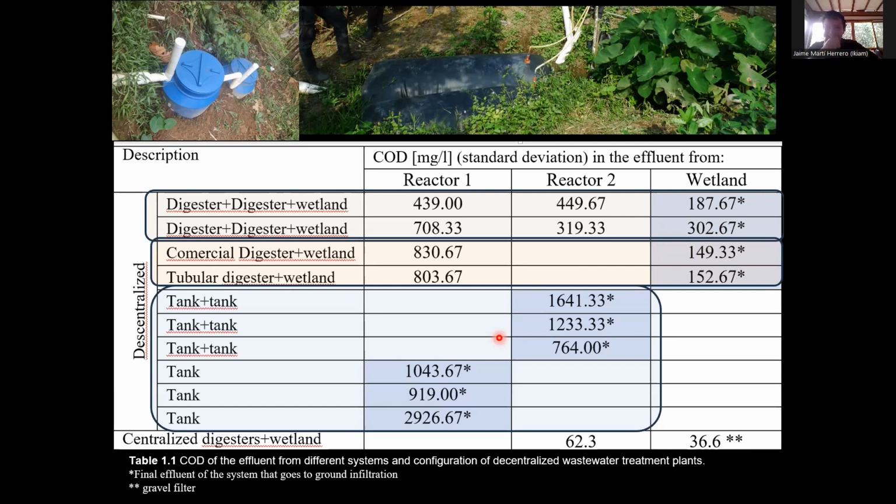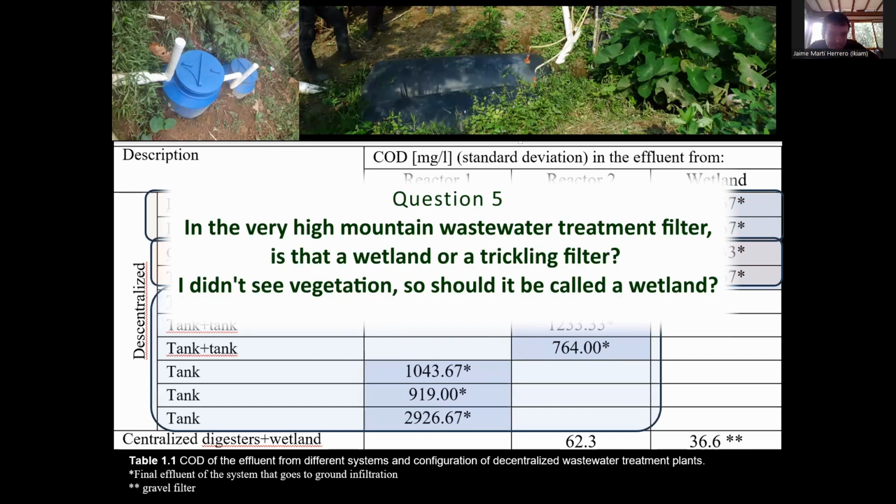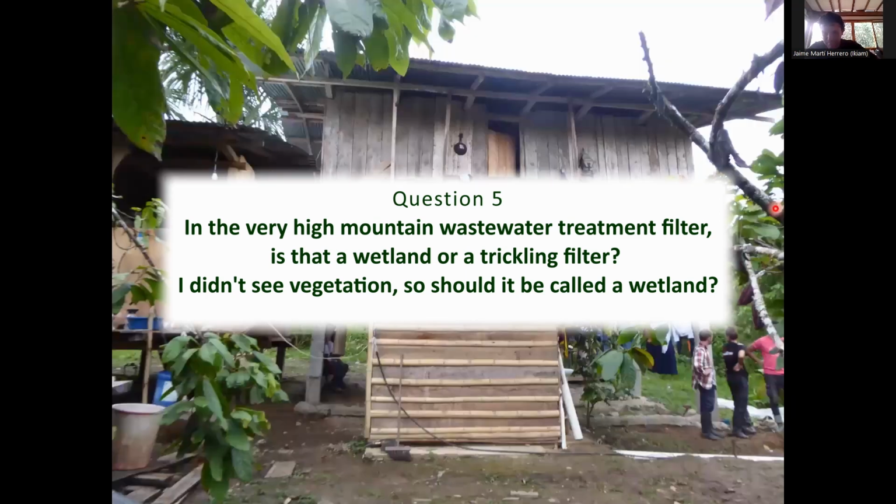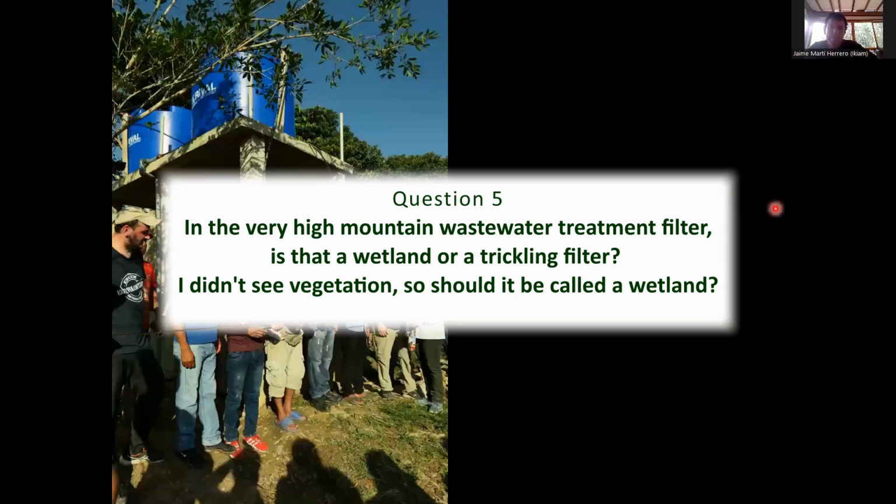Sorry. Okay, we have a couple of minutes. Yeah, I'm just interested in the very high mountain wastewater treatment system that you explained, Jaime. The wetland there, is that really a wetland, or was it just a trickling filter? Because I didn't see any vegetation there, so can you call it a wetland?